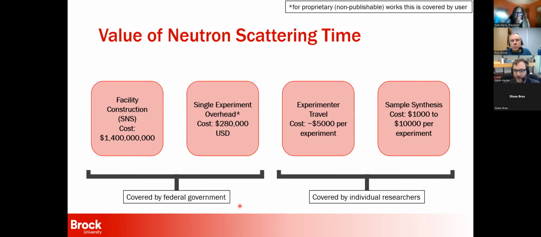On a numbers basis, you have the facility construction. For the case of the Spallation Neutron Source, that was $1.4 billion from the federal government. And that was in 2006 dollars, so I think it's closer to 1.8 billion now. And then you have the single experiment overhead, which in 2014, Oak Ridge said cost them almost 300,000 US dollars per experiment to run. That includes materials and supplies, electricity, plumbing, water, the instrument scientists, and all of the myriad support staff that you have to have for these types of experiments.